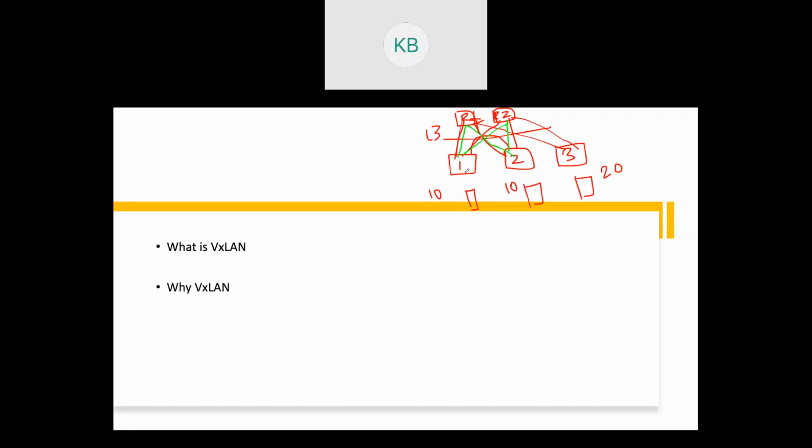Why VxLAN? As I talked about in the spanning tree network, you have quite a few disadvantages of extending your broadcast domain, of extending your layer 2 over the trunk link. That's something we are trying to overcome using this new kind of topology, using this new kind of design.